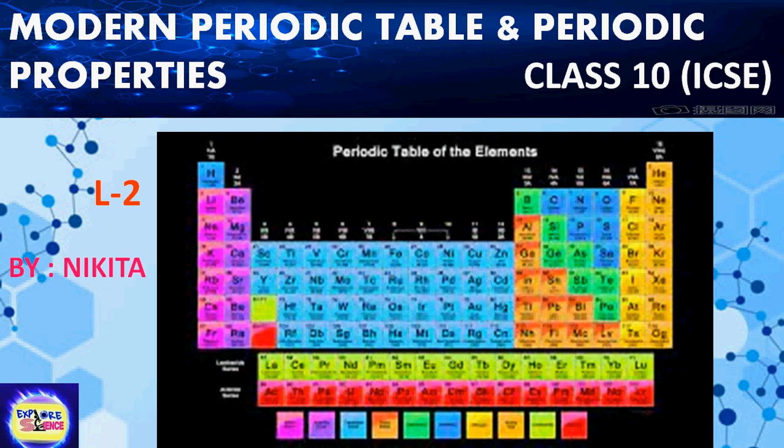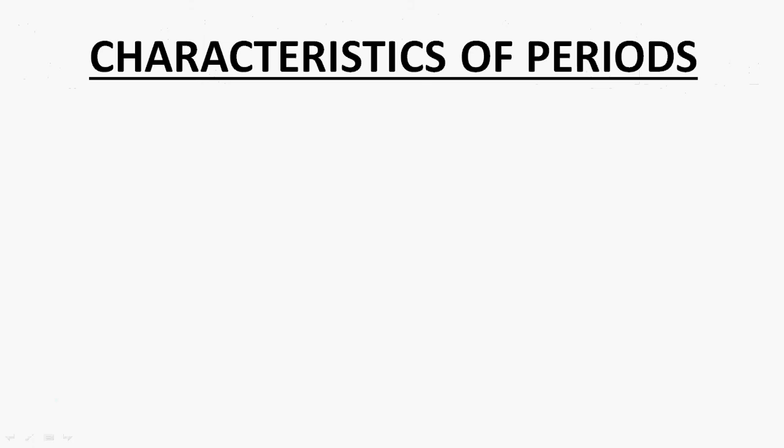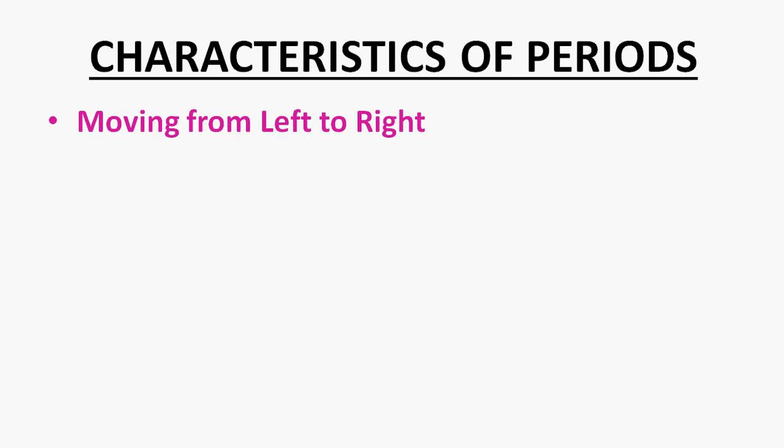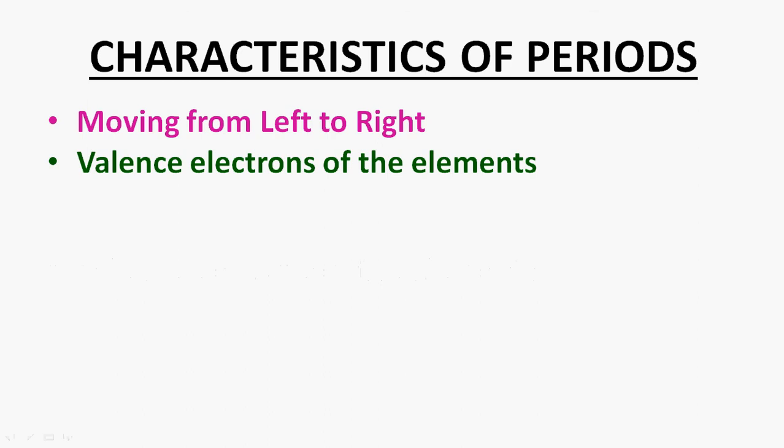In the first lecture of modern periodic table and the periodic properties, we have learned the various elements and the location of those elements in the periodic table. In this lecture, we are going to study the characteristics of the periods in the long form of the periodic table. We shall discuss the characteristics while moving from left to right horizontally in a period.